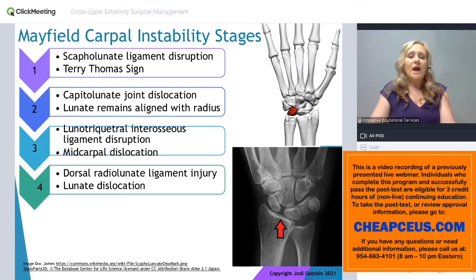When we look at different injuries that occur, it can just be a tearing of the ligaments that stabilize that lunate, and the Mayfield classification is what's utilized. To know that one of the ligaments has been disrupted, you're going to see that shift of the lunate away from the scaphoid. And that's what we're seeing in the bottom image here. You see how you see this space between those bones? That would be a stage 1.